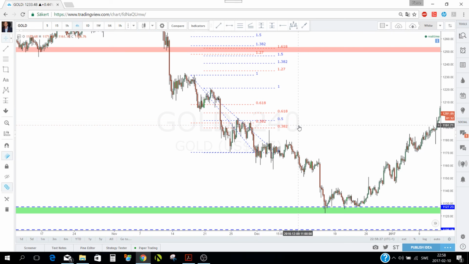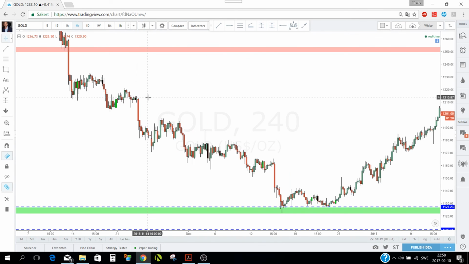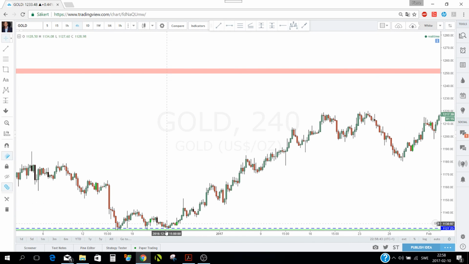So yeah, this is how you draw it on the downtrend, from the last swing high to the last swing low, and you measure. And when it's an uptrend, you draw it from the swing low to the swing high, and you measure it.